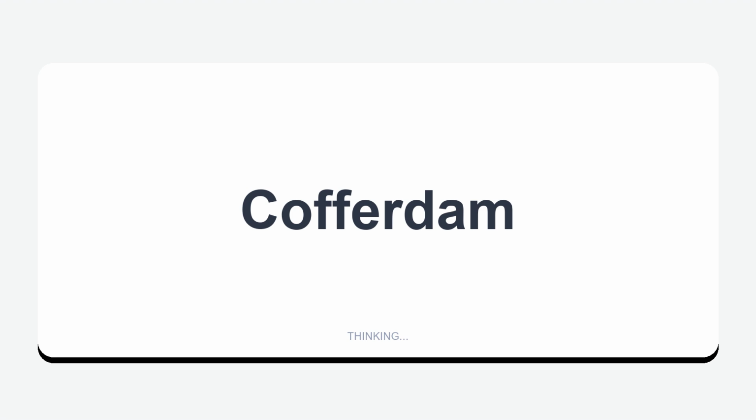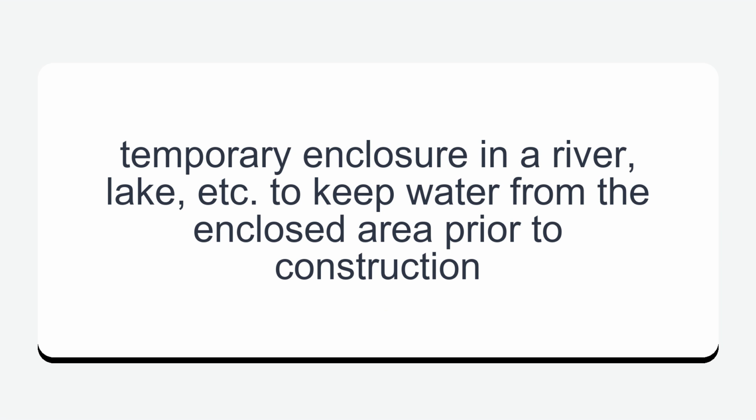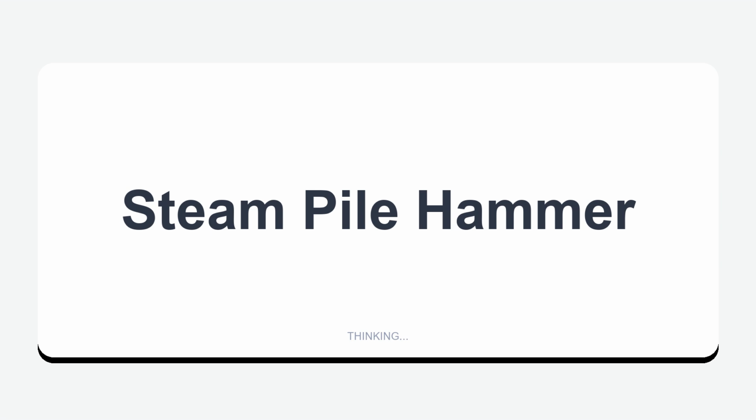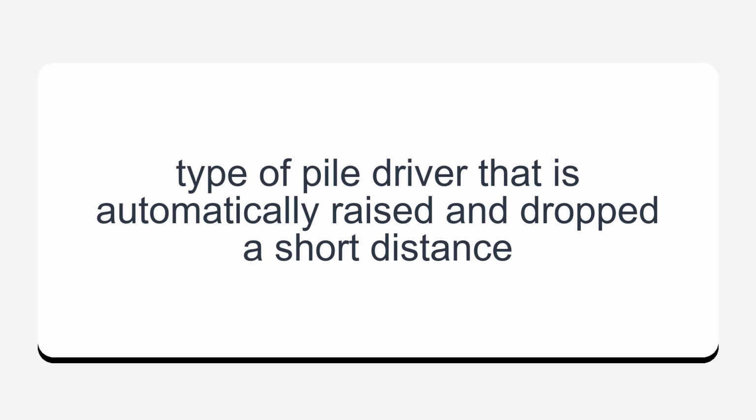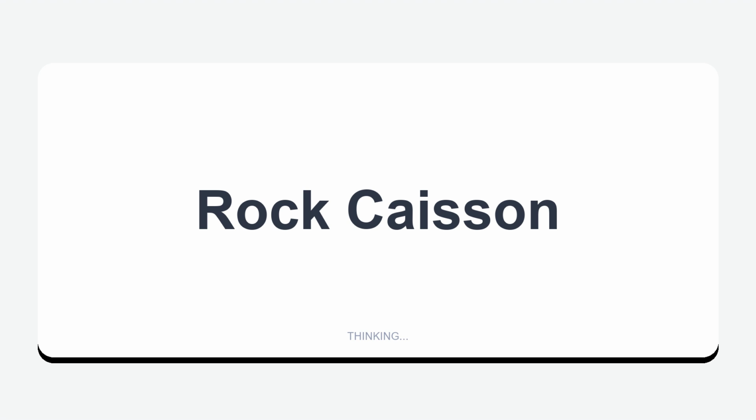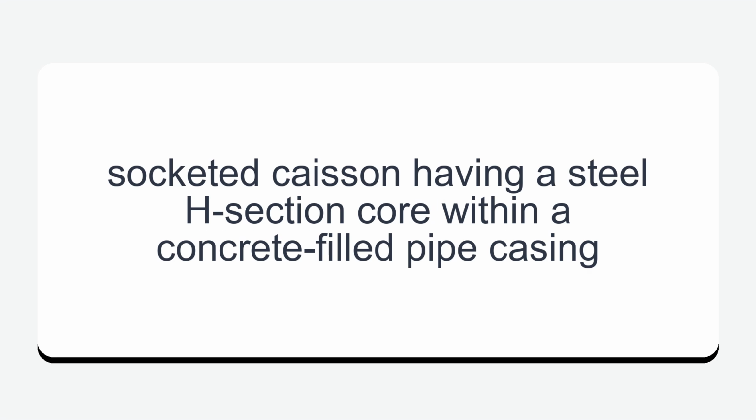Cofferdam: temporary enclosure in a river, lake, etc. to keep water from the enclosed area prior to construction. Steam pile hammer: type of pile driver that is automatically raised and dropped a short distance. Rock caisson: socket caisson having a steel H-section core within a concrete-filled pipe casing.